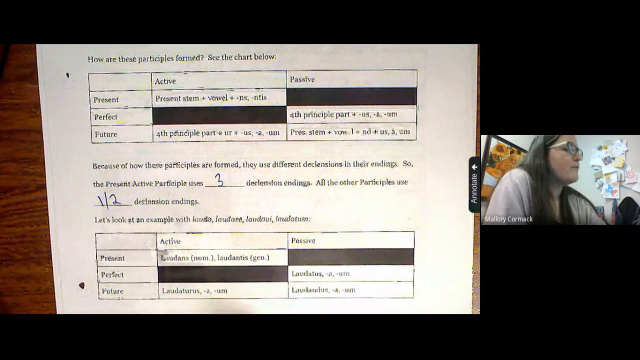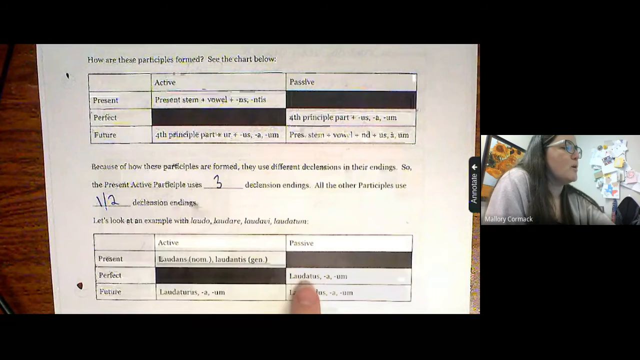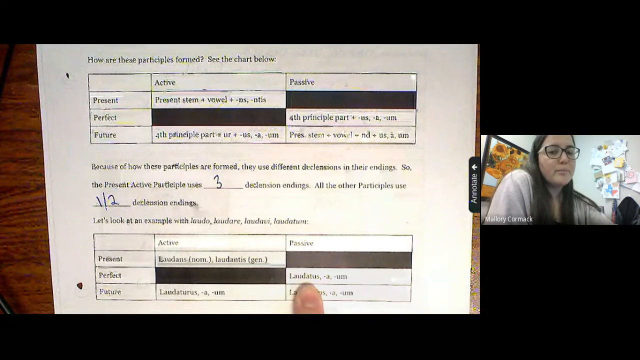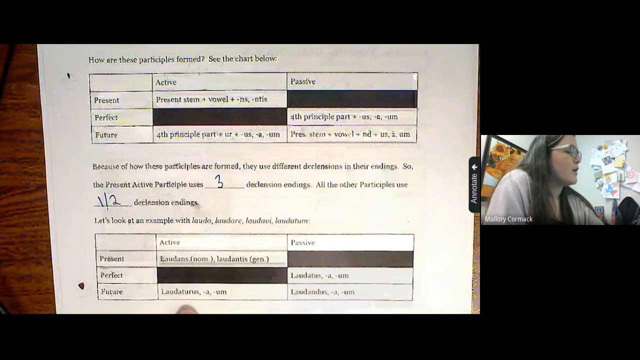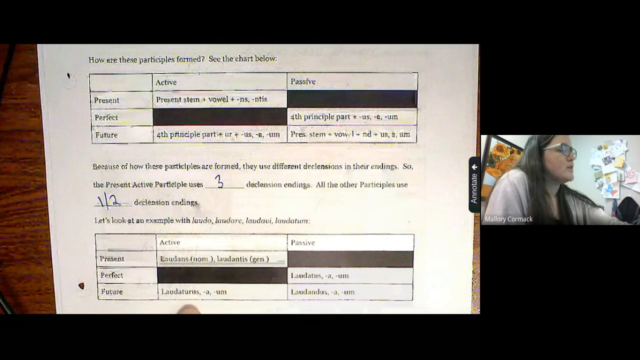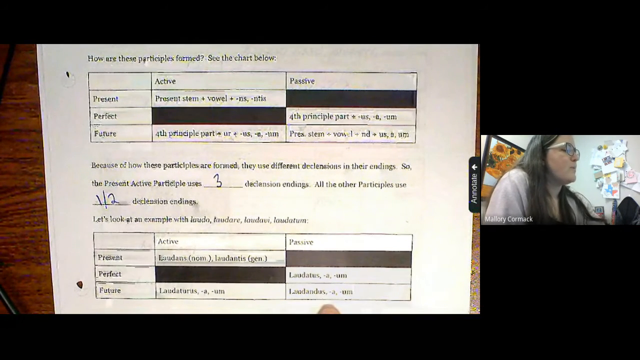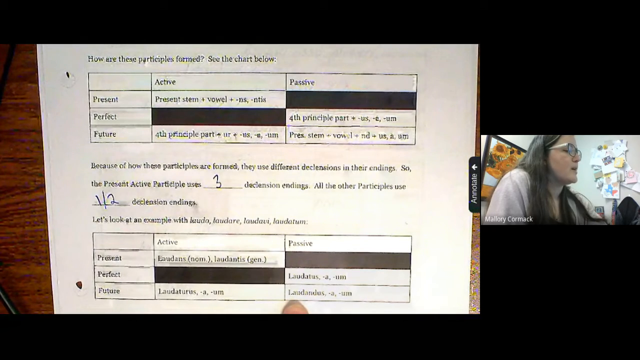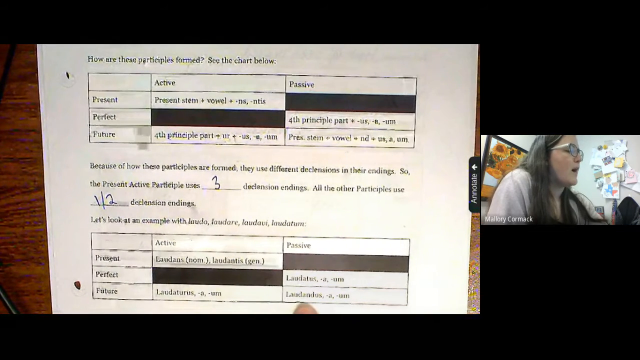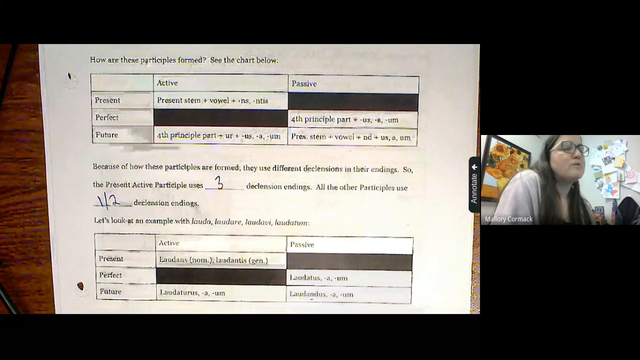And then for our perfect passive, we have our 4th principal part, so laudatus. Then for our future active, we have the same thing, but we added the UR for future in the middle, so laudaturus. And then for our future passive, again, we're back to our present stem, laud. Got our vowel, a, and nd, and us. So laudandus.